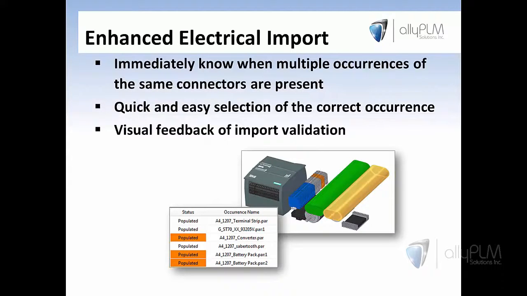Our next topic is our enhanced electrical import options. Now, immediately know when multiple occurrences of the same connectors are present. Also, we have quick and easy selection of the correct occurrence. And finally, we have new visual feedback of import validation, which we find is very important. Let's go ahead and jump inside the software and check out these new electrical import options.